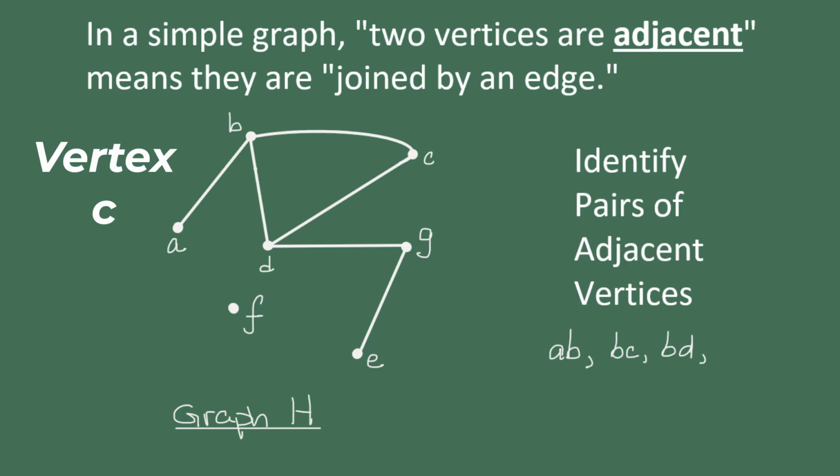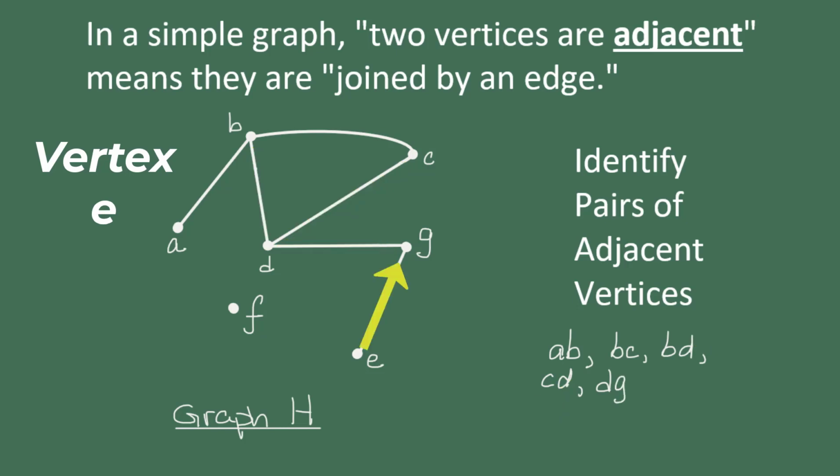Now let's go on to vertex C. Vertex C is only adjacent to B and D. We already have BC, so we're going to list CD. Now let's move on to vertex D. Vertex D is adjacent to B, C, and G. We're only going to list G because we've already listed B, D, and CD. So we're going to list D, G.